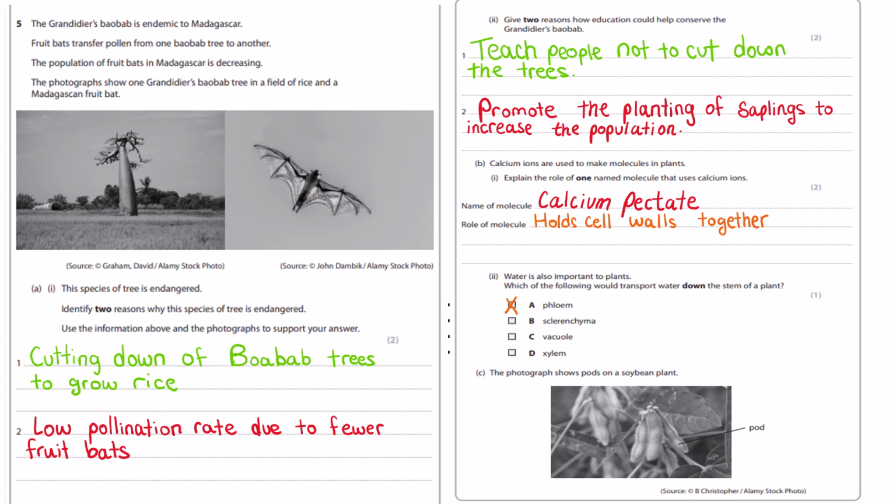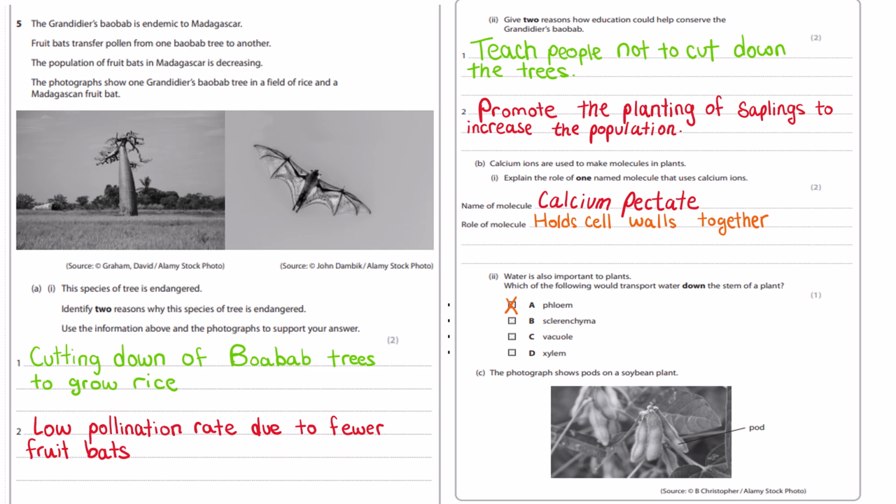Okay, question B. Calcium ions are used to make molecules in plants. Explain the role of one named molecule that uses calcium ions. Okay, so the molecule is calcium pectate. What's the role of calcium pectate? Well, it holds the cell walls together.